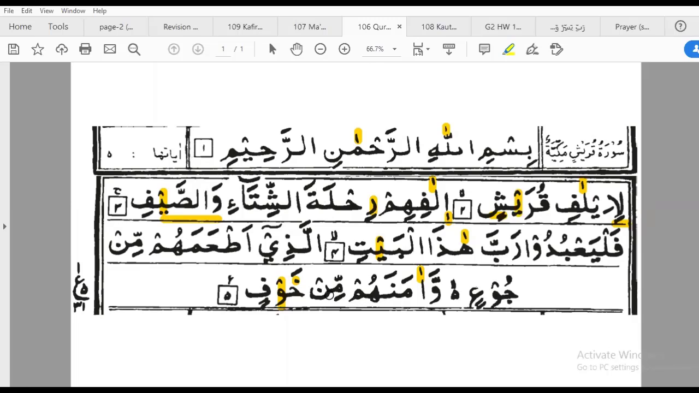Okay, excellent. Well done. That was really good. Over here, this ya madda also has a mud on top. So we have to stretch this sound out for about 3 to 5 seconds.